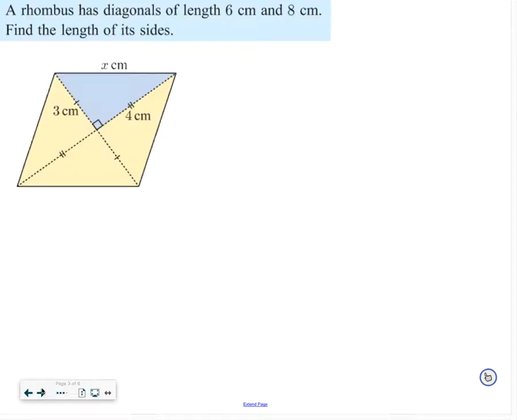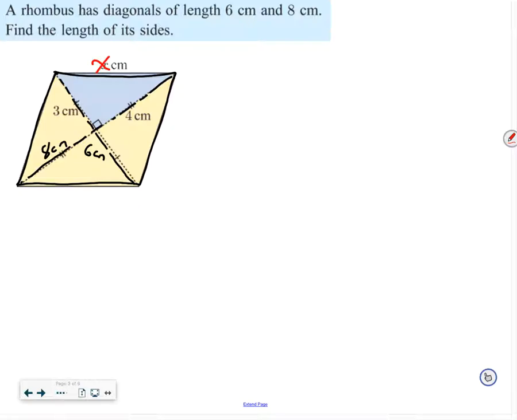Okay, so in this example, a rhombus has diagonals of 6 centimeters and 8 centimeters. Find the length of its side. So first thing I do is I have my sketch of a rhombus. Okay, I know my diagonals. I have 2. My shorter one, 6 centimeters, and my longer one is 8 centimeters. I label one of the sides as X.